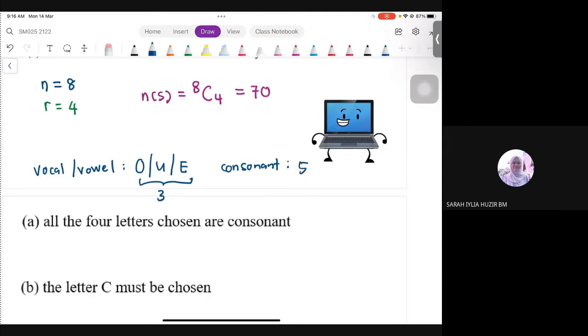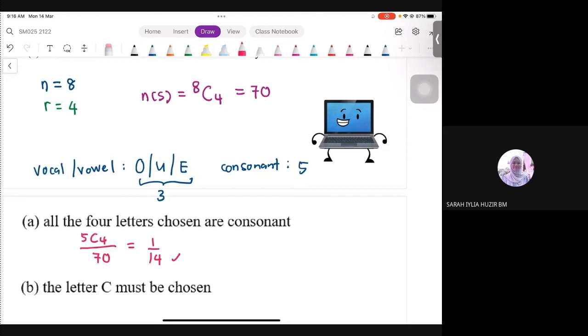Alright. So in order to ensure all 4 letter must be consonant, kita guna je lah option for consonant kan. So in this case, calculation should be 5C4. Jangan lupa divide by our sample space. So, divide by 70. So, here simplify your answer. You should get 1/14. Okay, kata yang tu. Next one.